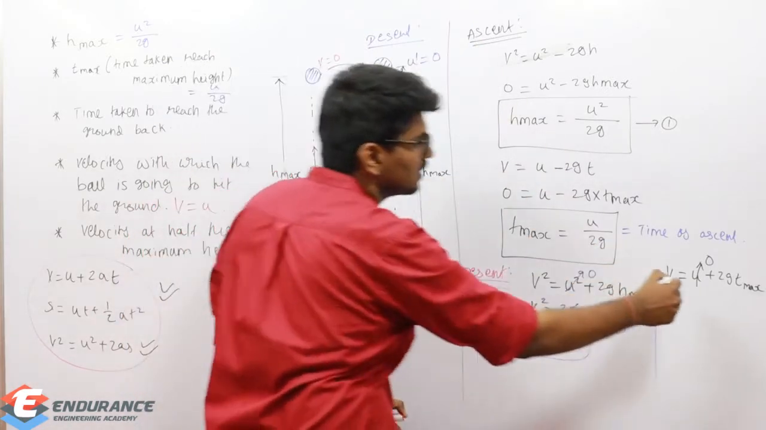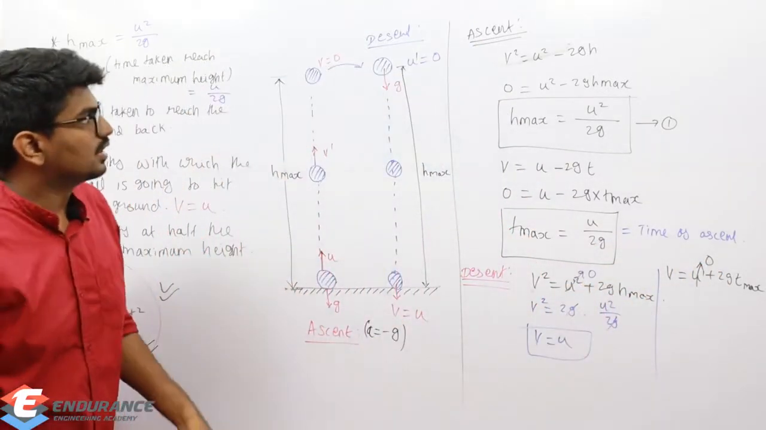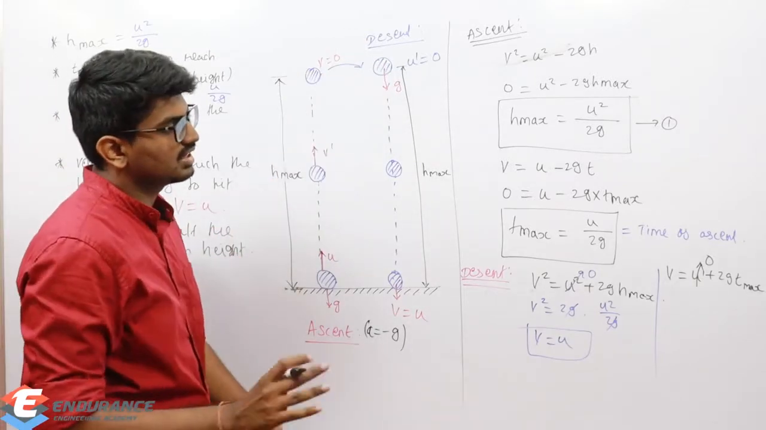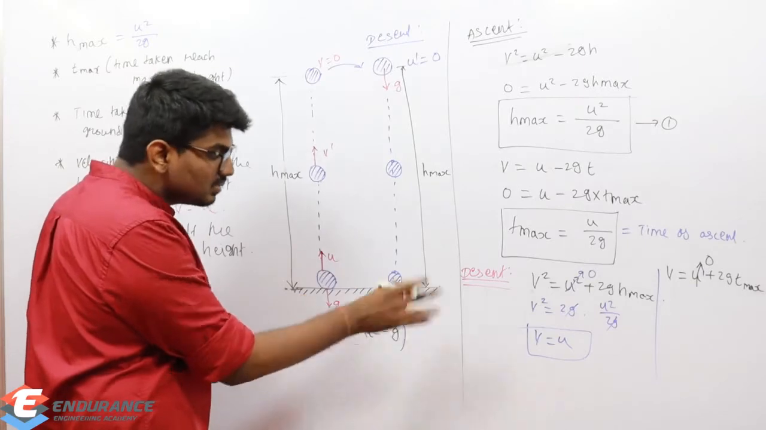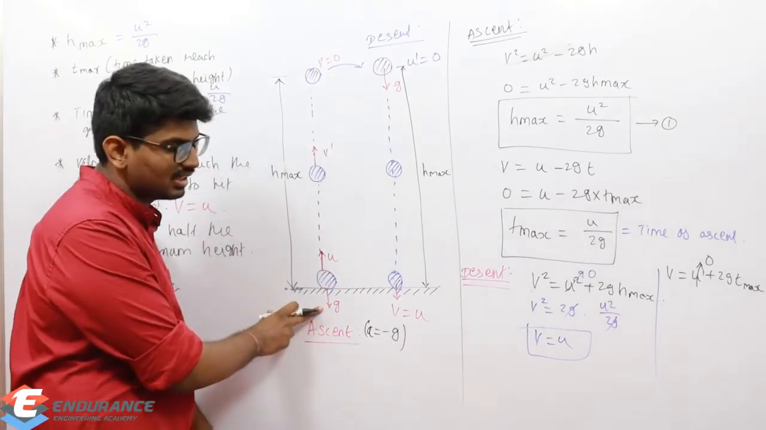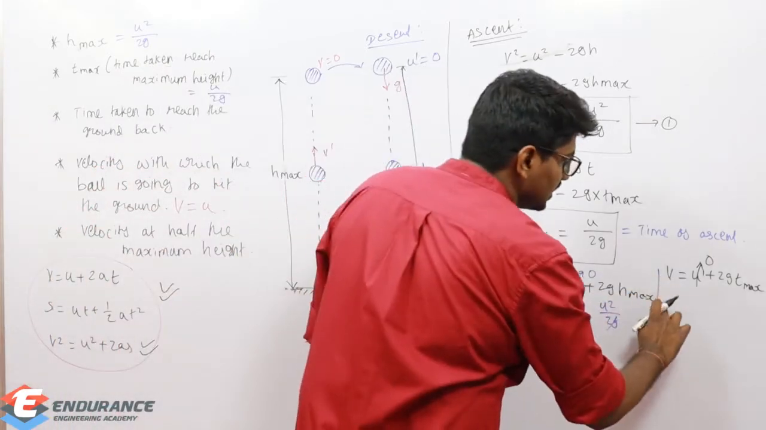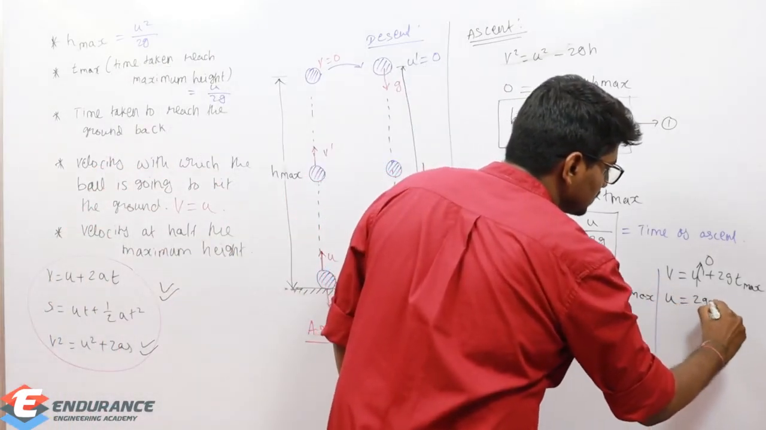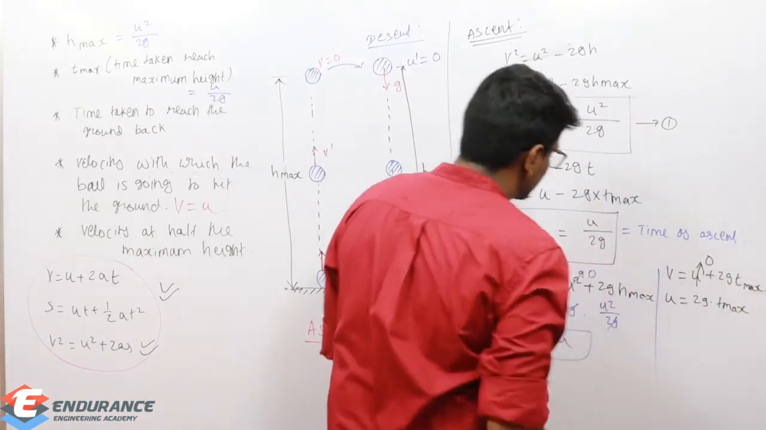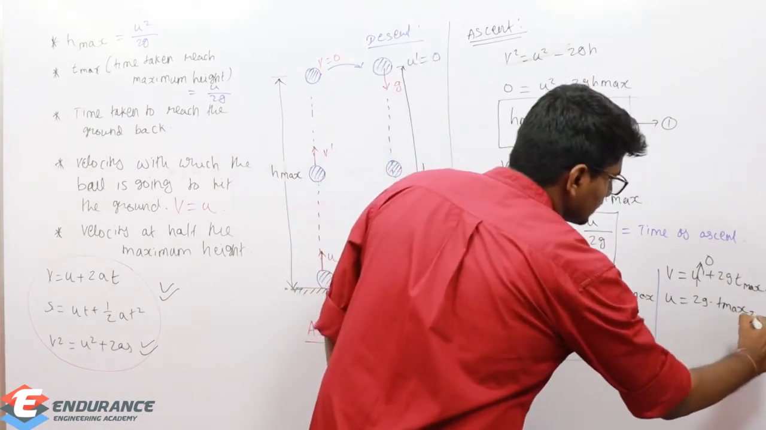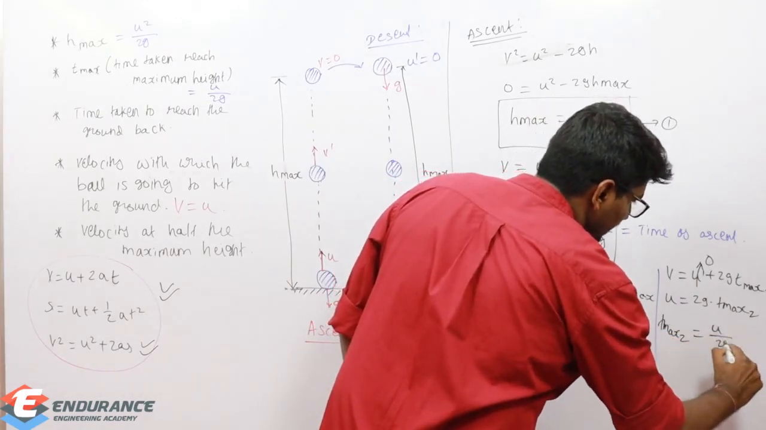We'll take it as U dash, okay? So that there is no confusion. So U dash is zero. Okay, so initial velocity of the descent is zero. We know that final velocity of the descent will be equal to initial velocity of the ascent, right? So in place of V, I will take U, which is equal to G into T max. This is T max 2, and this is T max 1, okay? So T max 2 will be equal to U by G.